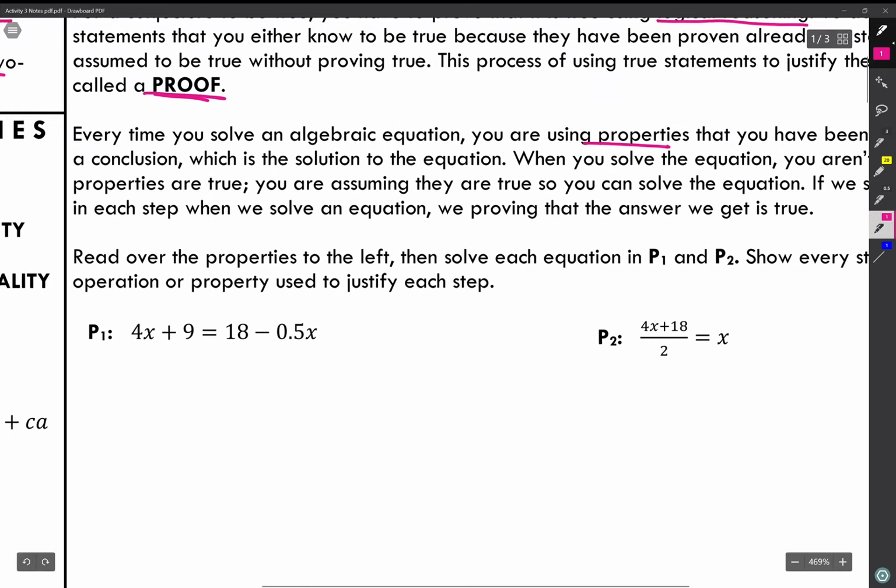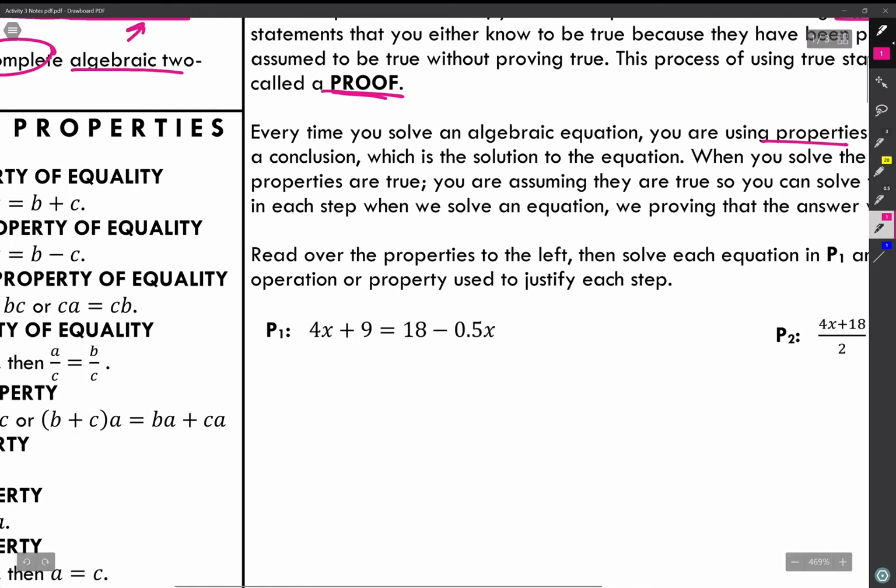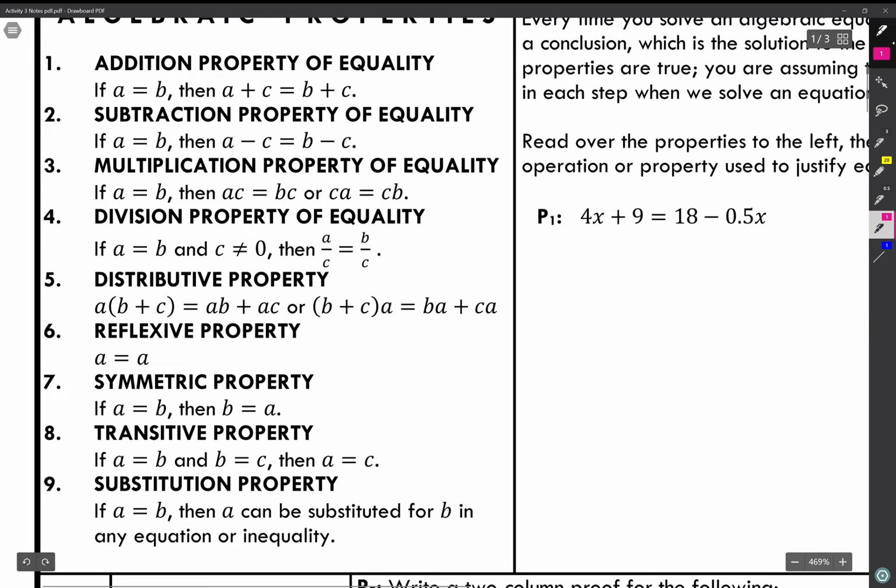So what I want you to do, it says read over these properties to the left. First thing we're going to do, before we even do these P1 and P2, is go through what the properties are. You should have seen these in that algebraic properties worksheet I gave you, but let's go ahead and formally go over these.